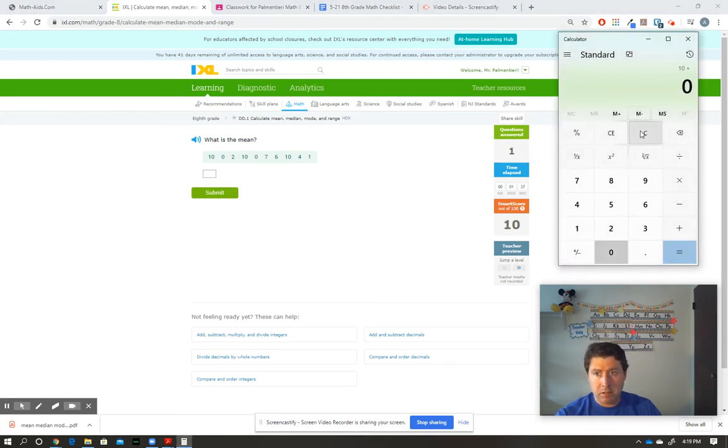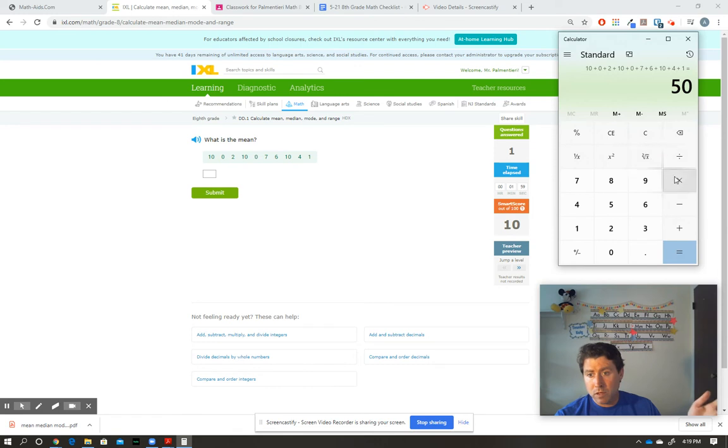Now mean is where we take all those numbers and add them together. So 10 plus 0 plus 2 plus 10 plus 0 plus 7 plus 6 plus 10 plus 4 plus 1. Now there's other ways to do it, I just like to go in order. It helps me. And then we count how many numbers are in the data set: 1, 2, 3, 4, 5, 6, 7, 8, 9, 10.